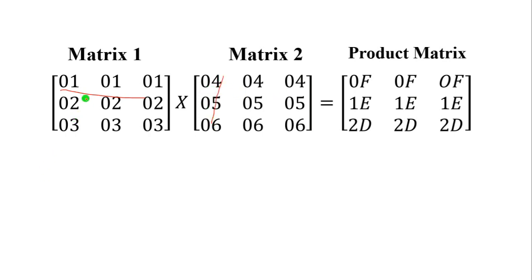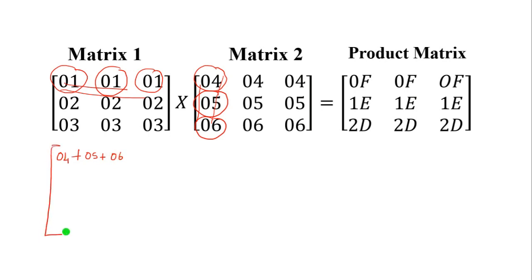How are we going to perform multiplication? First, this 01 is to be multiplied with this 04. What is the result? This is 04. Next, this 01 is to be multiplied with this 05. Okay, row to column multiplication. This is equal to plus 05. What is next? This 01 is to be multiplied with this 06, plus 06. Okay, this is the first element of the product matrix.